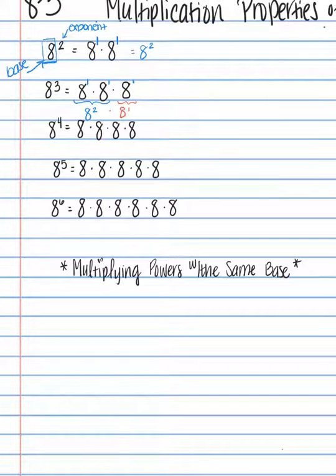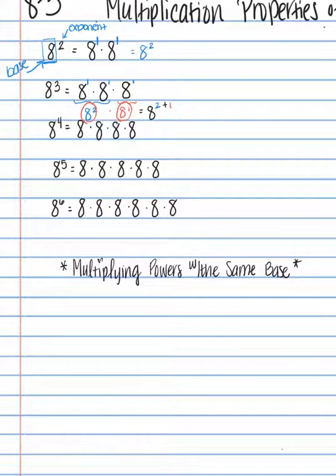Well, if that's the case, what are you noticing here? Is this the same as 8 to the second power times 8 to the first power? Notice that when I multiply 8 to the second power times 8 to the first, it is the same as adding their exponents. 2 plus 1 is 3. 8 to the third power is the same as 8 to the second times 8 to the first.